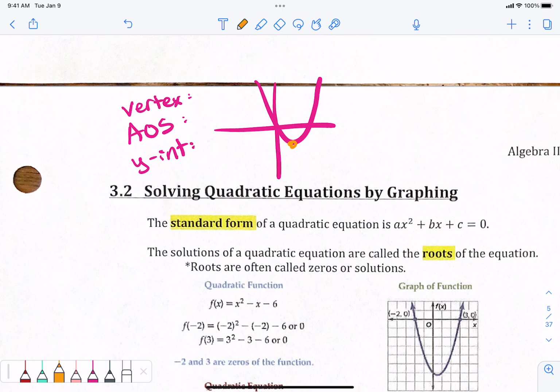In 3.1, we talked about the vertex, which is this dot right here. The axis of symmetry was this line right here. The y-intercept was where it crosses, like there.